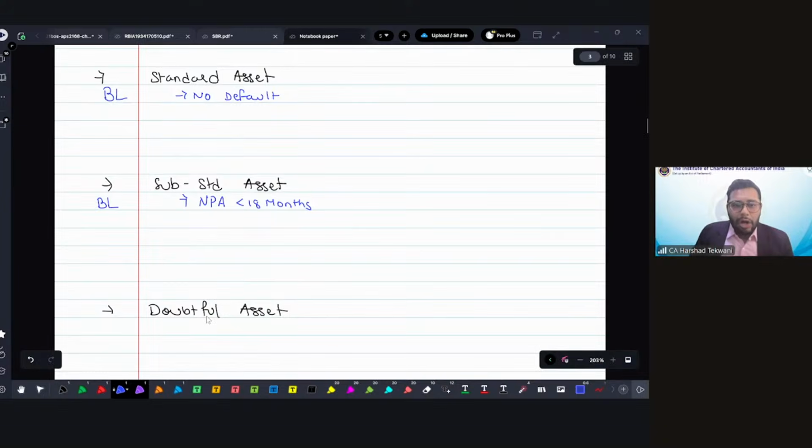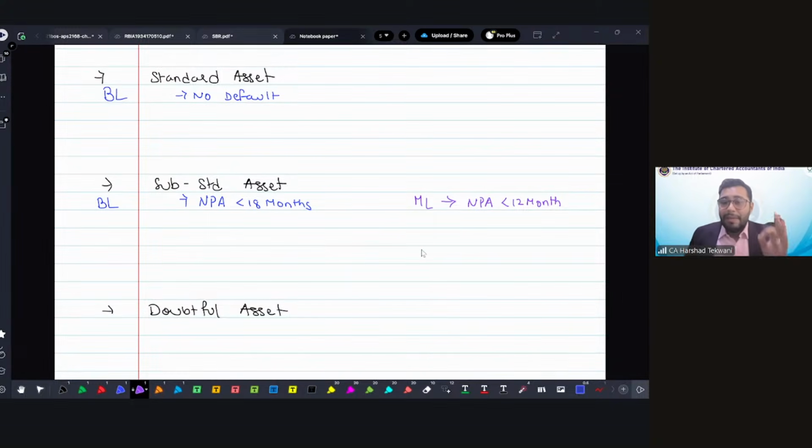But when I now talk about middle layer, there is NPA less than 12 months. That will be the classification of this substandard asset. Means if a particular asset is NPA for less than 12 months, it will be counted as a substandard asset. If a particular asset is NPA for more than 12 months, it will be counted as a doubtful asset.